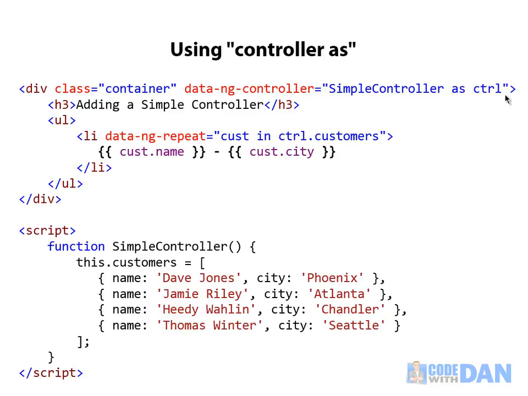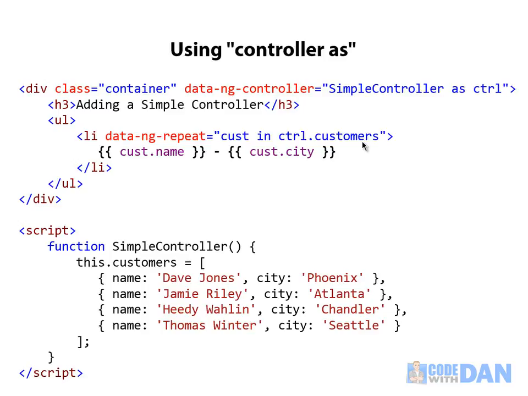The benefit of doing this is that when I write control.customers, I'm saying specifically where that property is coming from. It's very obvious. When you don't use this syntax, sometimes it's a little hard, if you have nested controllers, to understand where a given property came from just by looking at the code itself. So this is just an alternative.